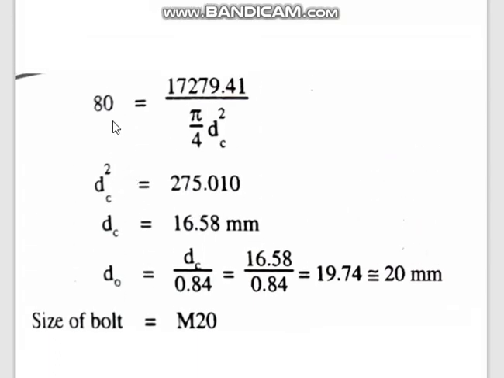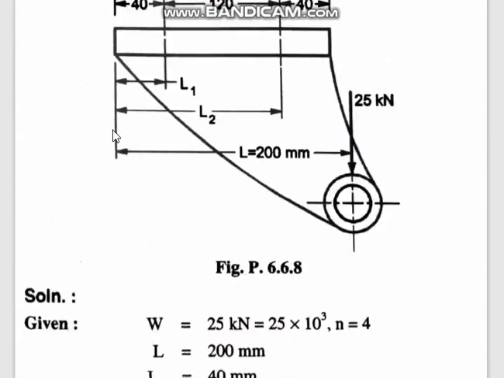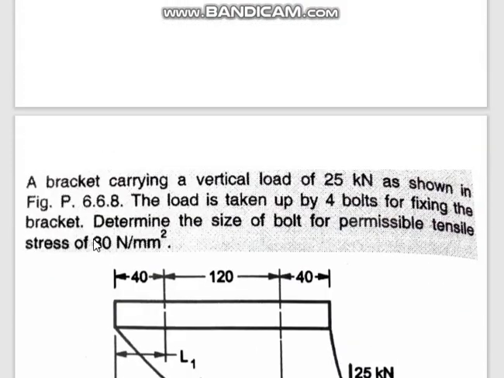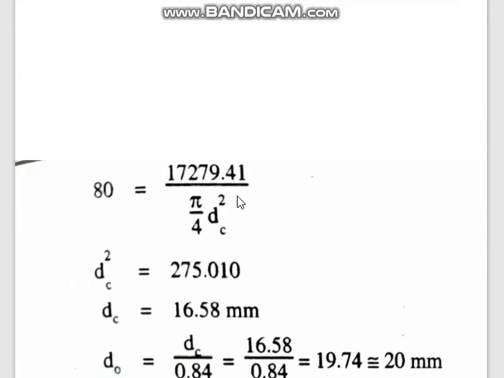So you substitute this, and even you substitute the 80. Is it given in the problem? Let me check once. Yes, it is given. You see, the permissible tensile stress 80 is given. So that 80 we have taken on the left side, and this load, by adding those two, we took here pi by 4 dc square. From here we can find out dc square and dc. dc is coming to 16.58 millimeters.